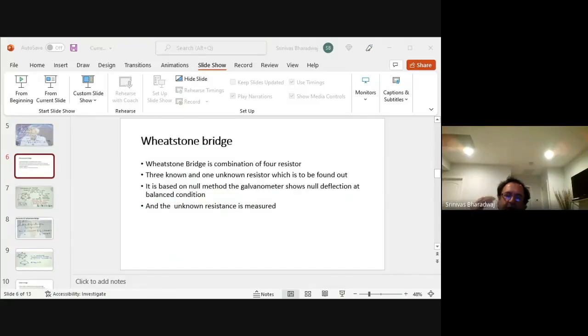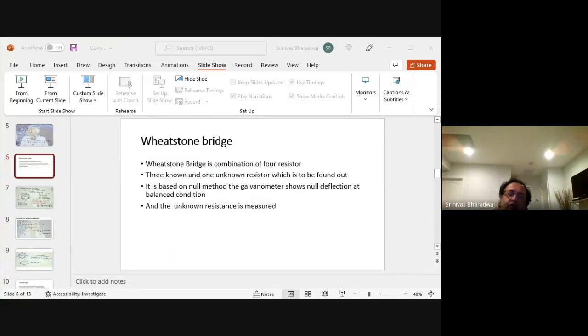Therefore, when that ratio is satisfied, R1 by R3 equals R2 by Rx, or R1 by R2 equals R3 by Rx. You just cross multiply. Then using that, you can determine what Rx is. And that is the aim of the whole Wheatstone bridge: to measure Rx, the unknown resistance.